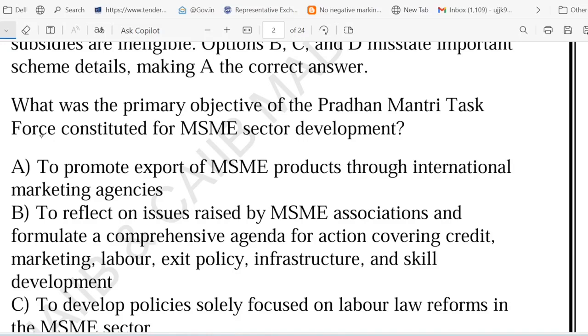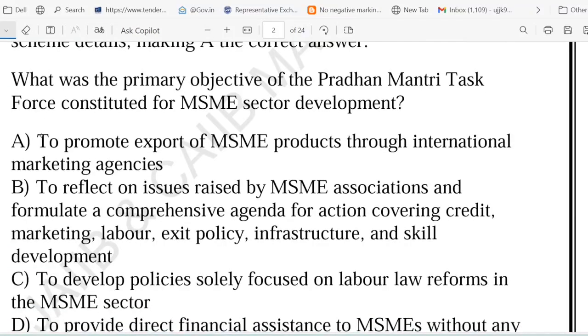Now friends, let's look at the next question. What was the primary objective of the Pradhan Mantri Task Force? Yeah, this is a very good question. The Pradhan Mantri Task Force was constituted for MSME sector development. What was the primary objective?